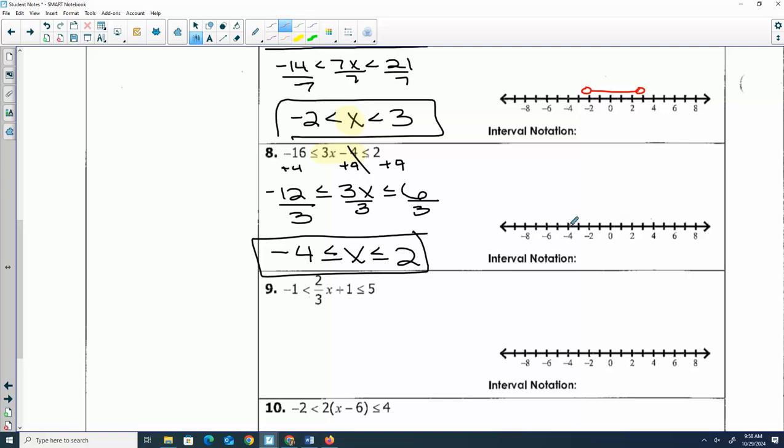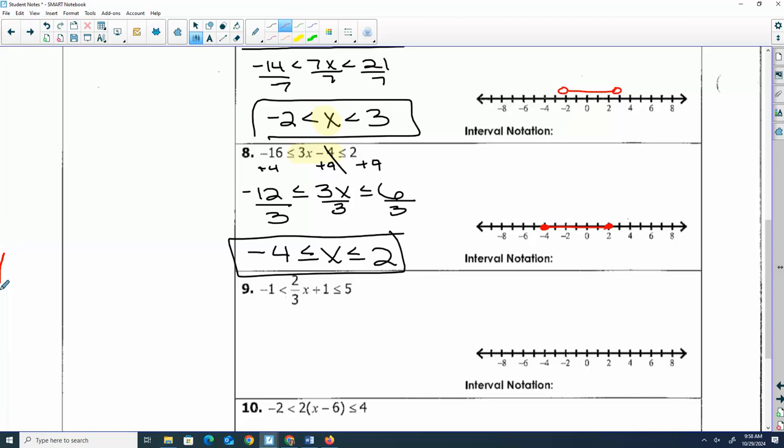So your graph, equal to means closed circle at negative 4. We also have a closed circle at 2. X is between them, so it's bigger than the negative 4 and smaller than the 2. Number 9.